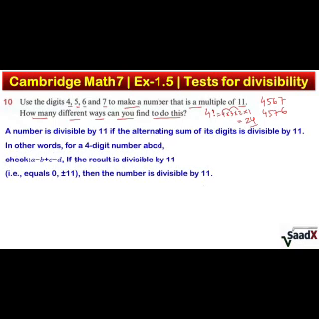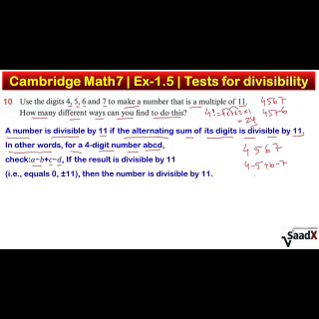So let's try to find out. Now a number is divisible by 11 if the alternating sum of its digits is divisible by 11. In other words, for a 4-digit number ABCD, suppose 4, 5, 6, 7. Now check A minus B plus C minus D. It means 4 minus 5 plus 6 minus 7. Just the alternating sum. First one positive, second one negative.